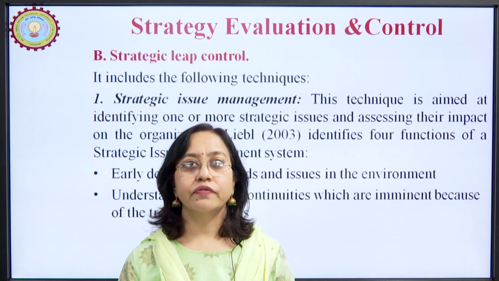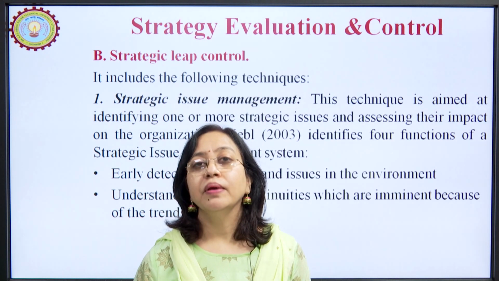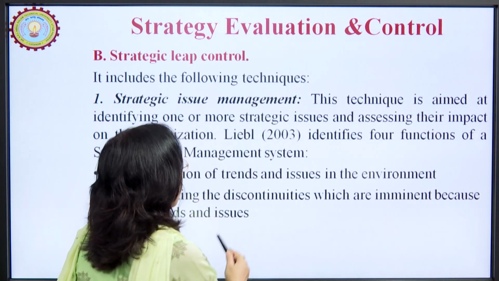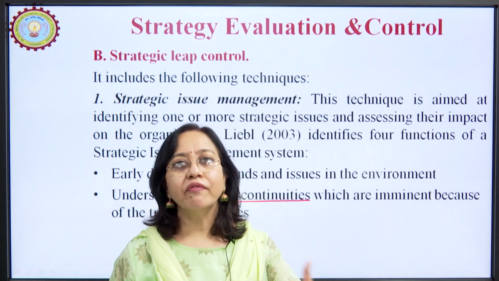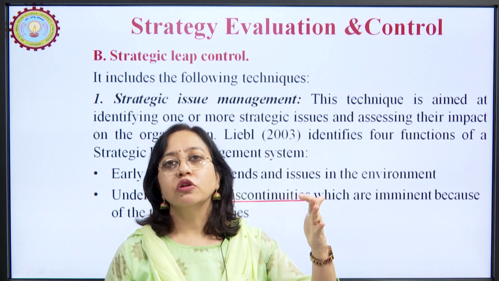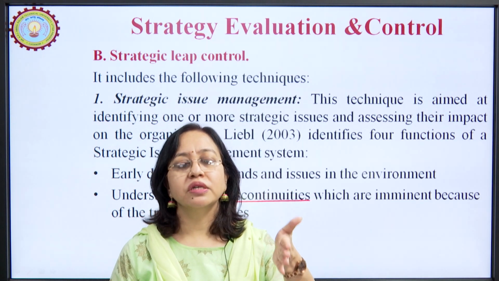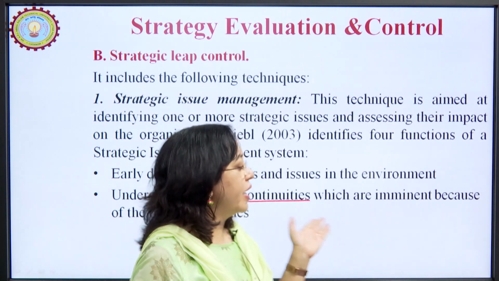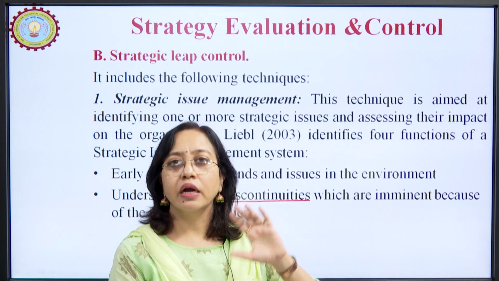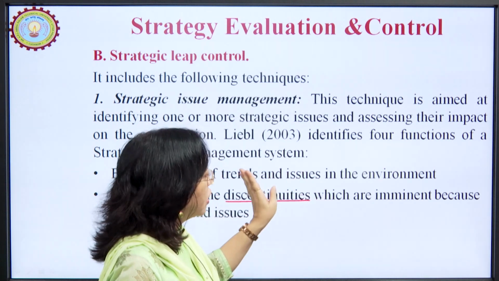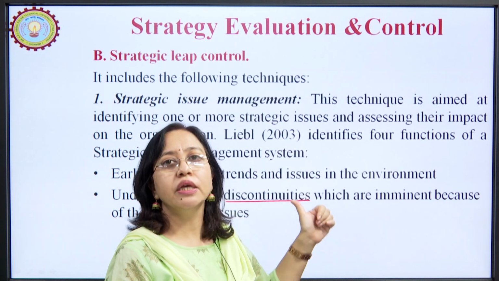Then, understanding the discontinuities which are imminent because of the trends and issues. Second thing, I have identified what the probable changes can be. Now, I also have to understand what the discontinuities can be. Discontinuities means whatever we are doing currently, whatever way we are moving ahead currently, where we are required to stop or change. There is a continuous process and there is a discontinuity when you stop that continuous process. So, we have to understand in what points of the organization we need to continue, and in what points we need to change because of these changes in trends and issues.